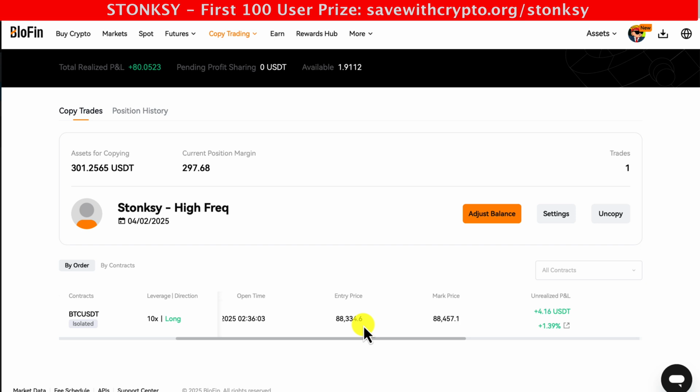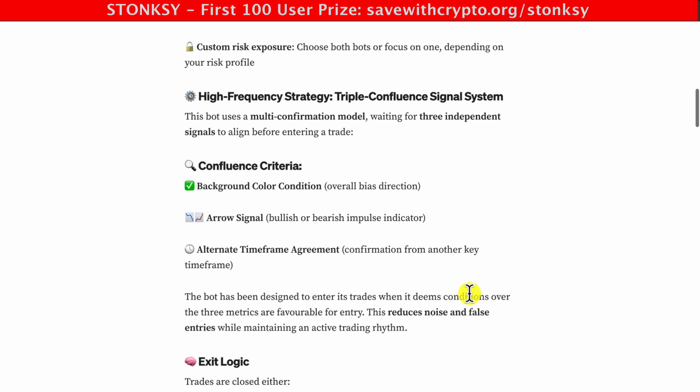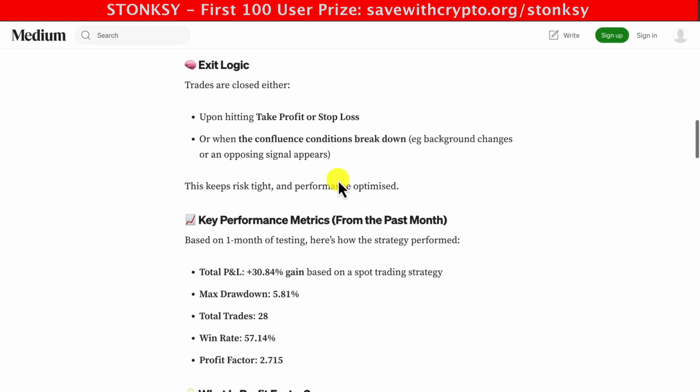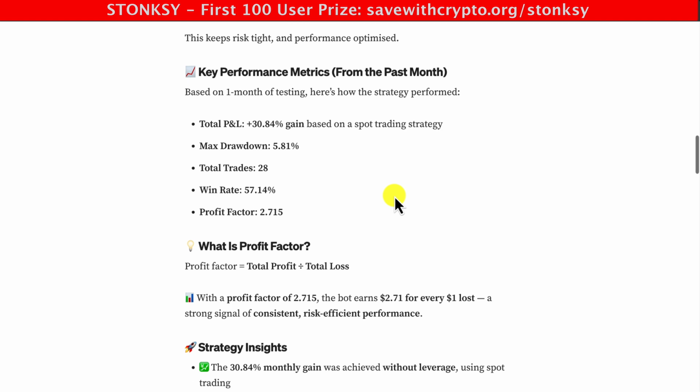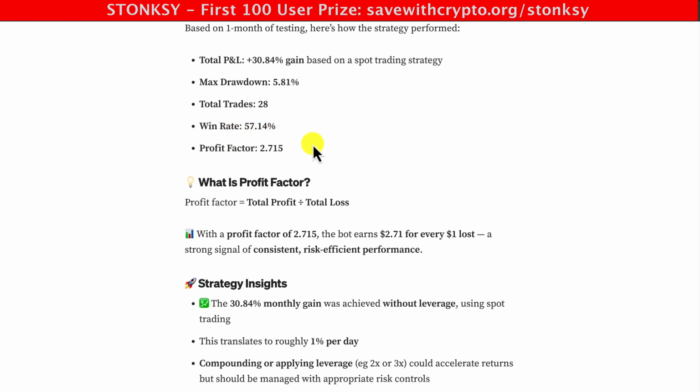And I can show you the results of that on the Stonksy Discord. So if you're in the Stonksy Discord, you can come to bot info and go to this post here from the 28th of March. So here it talks about the strategy, the confluence criteria, and the exit logic. So the performance from the past month of testing shows a total profit and loss of 30.84%, which is about in line with what I'm seeing as well. So the 1% a day, 30% a month, with a win rate of 57.14%. So you see, it doesn't win all the trades.